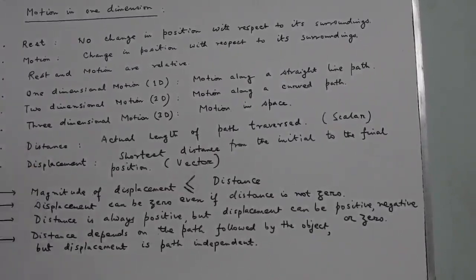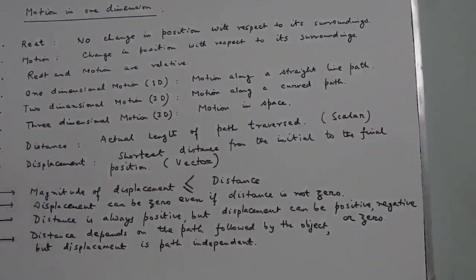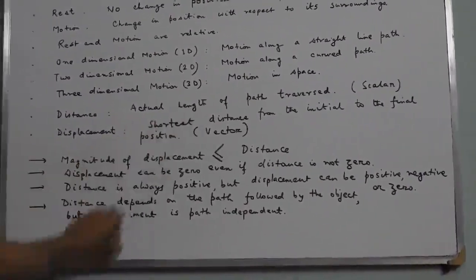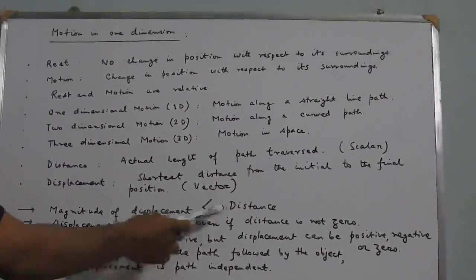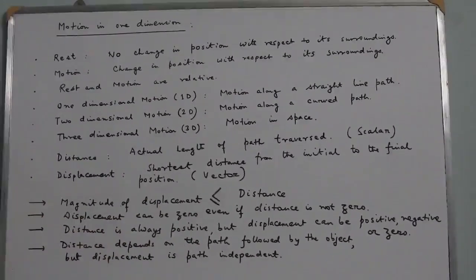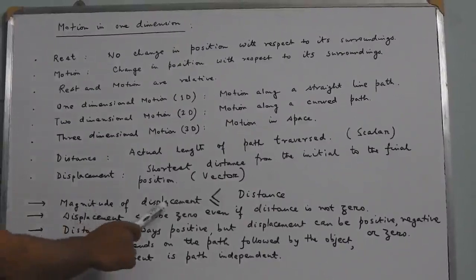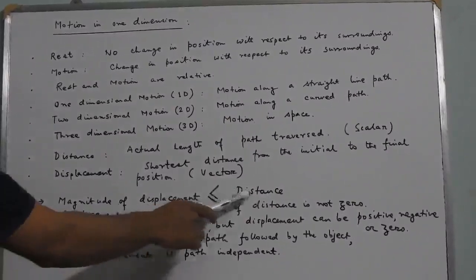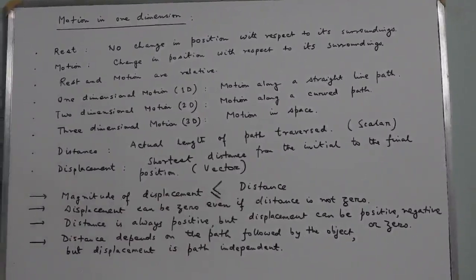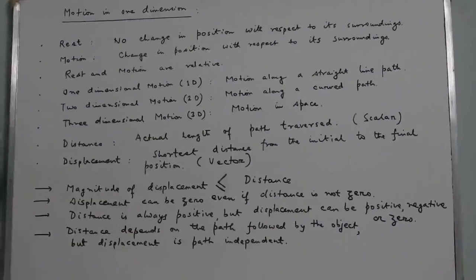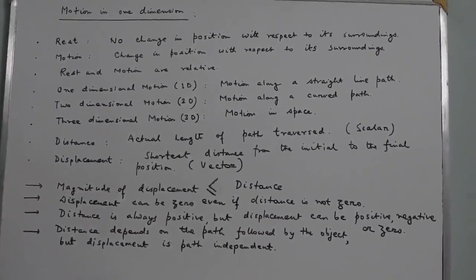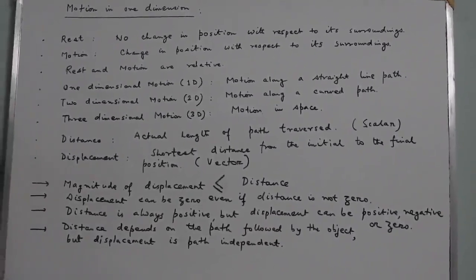Now, if you compare distance versus displacement, we can realize that the magnitude of the displacement, which is the shortest distance, is either equal to the distance or less than the distance itself. Because the magnitude of displacement may be equal to the distance provided the body is moving along a straight line path. And if a body changes its position along a straight line path between the initial and the final position, the shortest distance is equal to the distance itself.